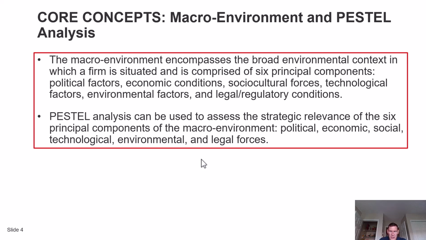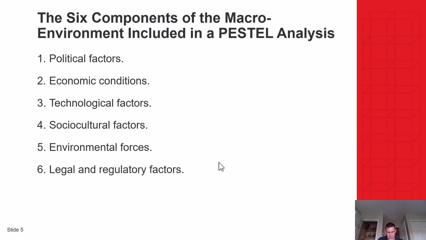So the macro environment encompasses the broad environmental context in which a firm is situated and is comprised of six principal components: political factors, economic conditions, sociocultural forces, technological factors, environmental factors, and legal/regulatory conditions. Now, what we also have is what we call PESTEL analysis that can be used to assess the strategic relevance of the six principal components of the macro environment. PESTEL is, if you haven't heard the acronym, political, economic, social, technological, environmental, and legal forces. So that's just listing them out again for you there.